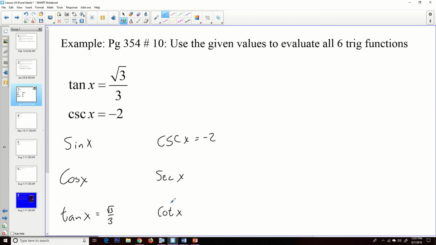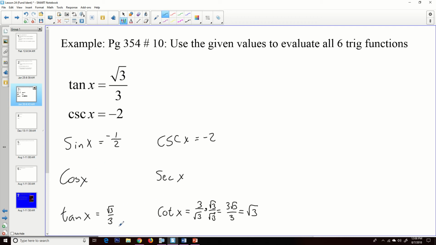All right, and so let's see here. If I do the reciprocal identity, I can figure out that this thing will be 1 over 2, but it'll also be negative. The cotangent identity would be 3 over square root of 3, but we can't leave it like that because we've got a radical in the denominator. So we're going to multiply by square root of 3 over square root of 3. That'll give us 3 square root of 3 over 3, which we will cancel out the 3's and just say it's square root of 3. And that's okay. The only thing we don't have is sine and secant.